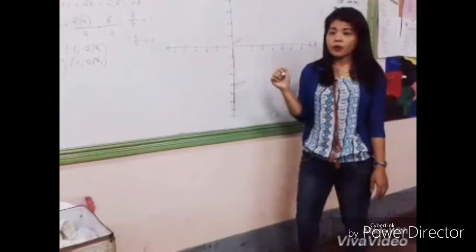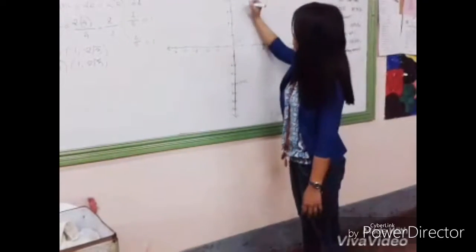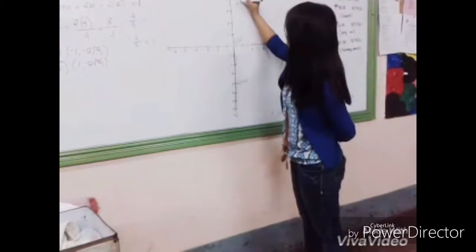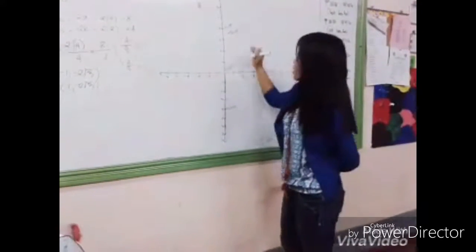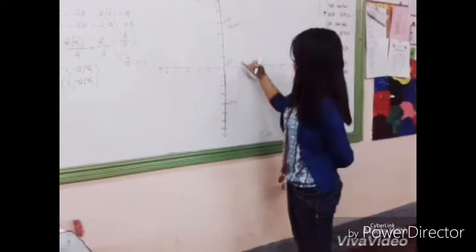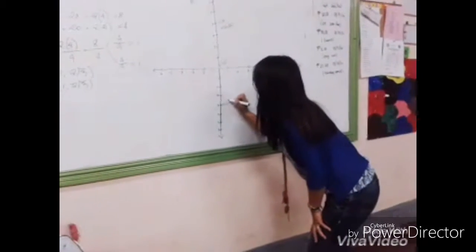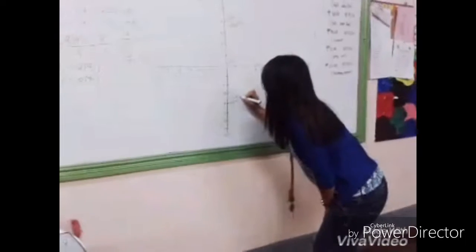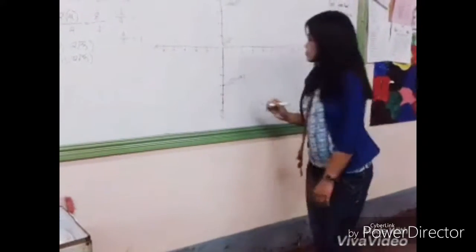And the third one, our foci. Our focus 1 is here, 0, 2 square root of 3. And our focus 2 we have here, 0, negative 2 square root of 3.